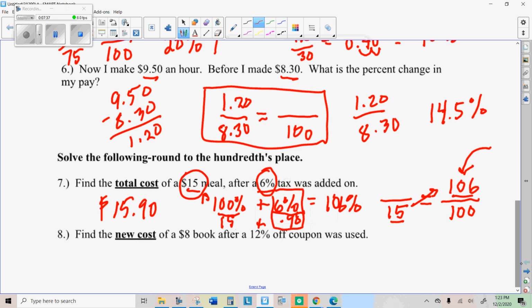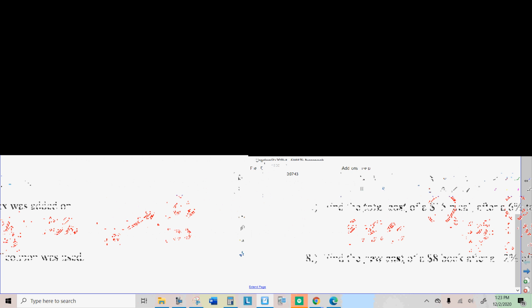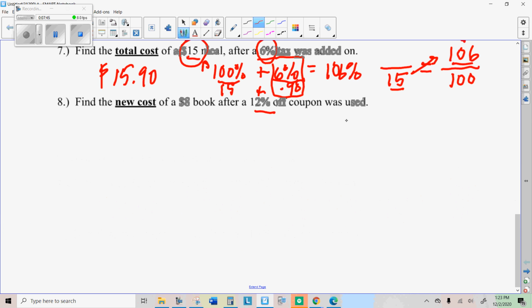Okay, now we're going to do that with a discount. Okay, on number 8 here, we're taking 12% off. So the first thing I'm doing, I'm thinking that my original cost is 100% of the cost. So I don't get any off. If I take off 12%, that means the new cost will be 100% minus 12%, or 88% of the original.